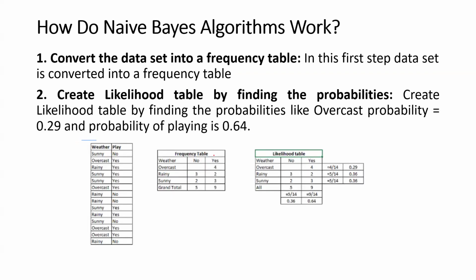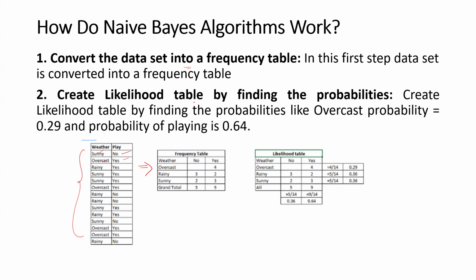But how does the Naive Bayes algorithm work? We need to follow some steps to construct a Naive Bayes algorithm. The very first step is to convert the data set into a frequency table. Suppose this is the given data set with two attributes: if the weather is sunny, no, we do not want to play some game. If the weather is overcast, yes, we want to play some game. Like that, a simple data set is here. So the very first step in the Naive Bayes algorithm is to convert it into a frequency table. I'll explain this example further, how we are going to write all these values. That is the very first step.